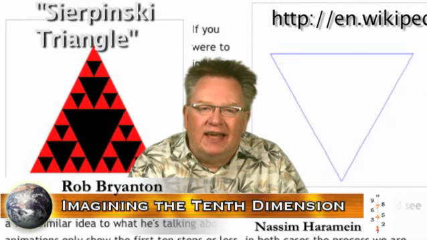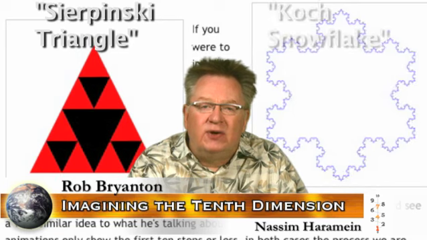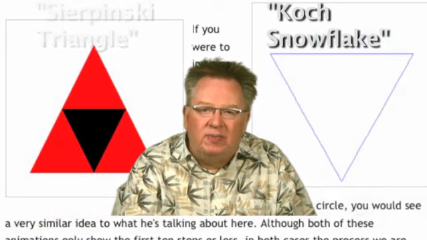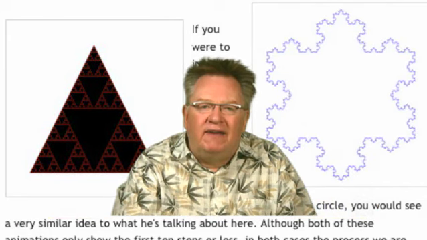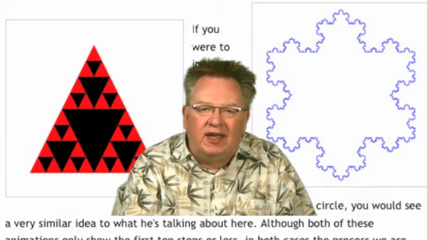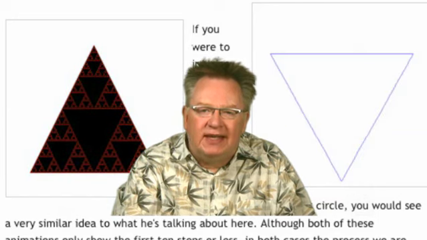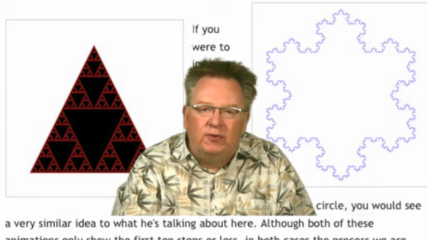The object at the left is known as a Sierpinski triangle, and to the right is a Koch snowflake. If you were to imagine drawing a circle on a piece of paper, then fitting either of these shapes within that circle, you would see a very similar idea to what he's talking about. Although both of these animations only show the first 10 steps or less, in both cases the process we are seeing could be repeated forever.